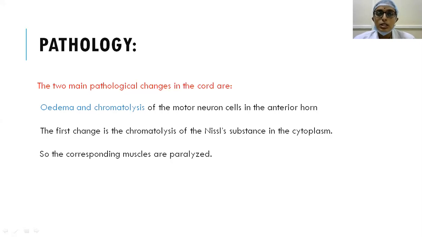Coming to the pathological changes, you have edema and chromatolysis of the motor neuron cells in the anterior horn. The first change is the chromatolysis of the Nissl substance in the cytoplasm. Whichever anterior horn cells are affected, the corresponding muscles are paralyzed. Since anterior horn cells are affected, it will be a lower motor neuron type of paralysis. So this is mainly about the pathology.